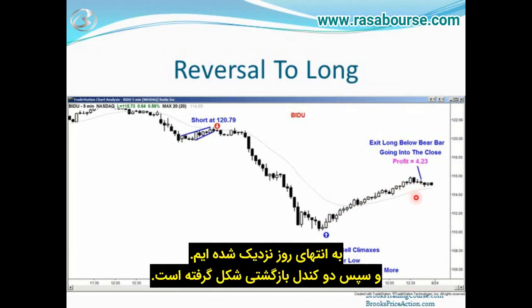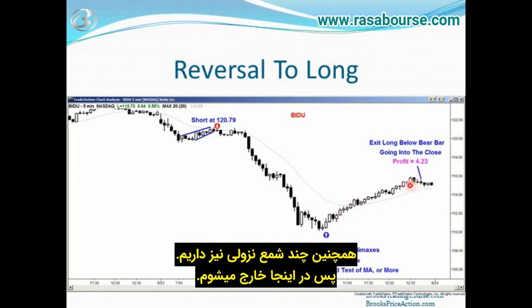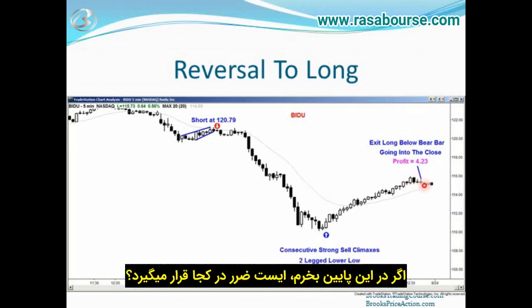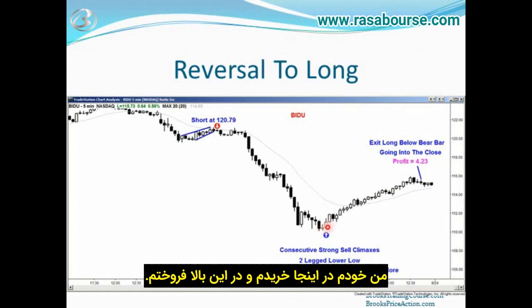Okay, we're going into the close. We're getting a 2-bar reversal. We're getting a series of bear bars. I would exit my long at this point. Where would my stop be had I bought here? In fact, I did buy here on that particular day, and I did sell up here.